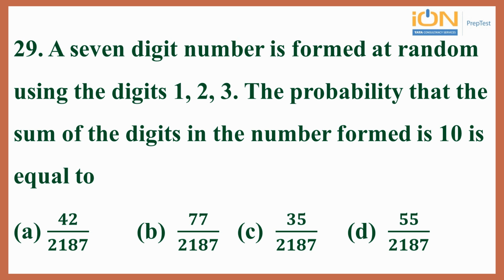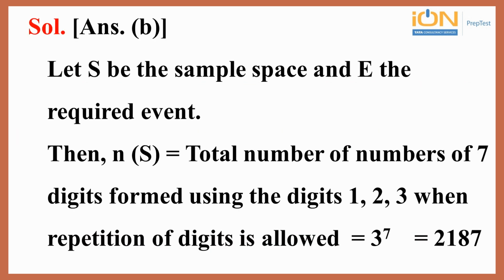Let's move to the next question, question number 29. A 7-digit number is formed at random using the digits 1, 2, 3. The probability that sum of the digits in the number formed is 10 is equal to, first option 42 by 2187, second option 77 by 2187, third option 35 by 2187, fourth option 55 by 2187. And the answer is the second option. Let us work out how it comes.